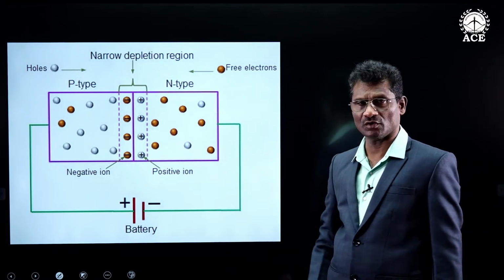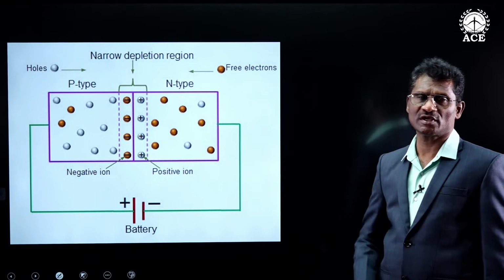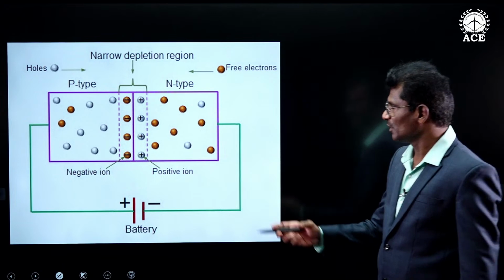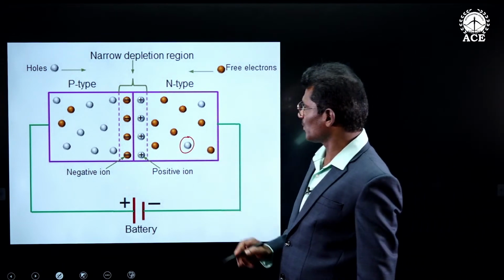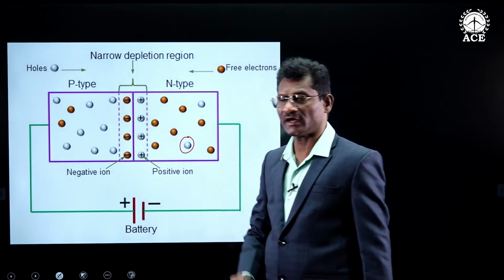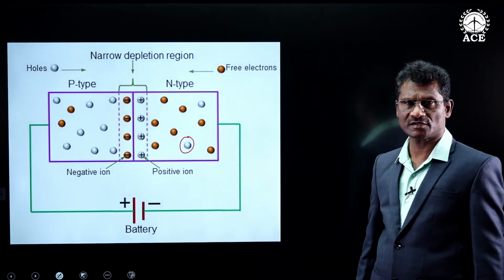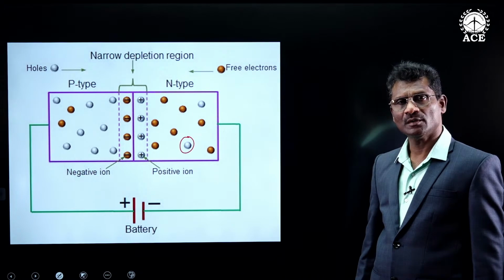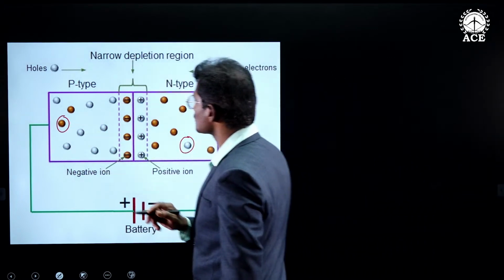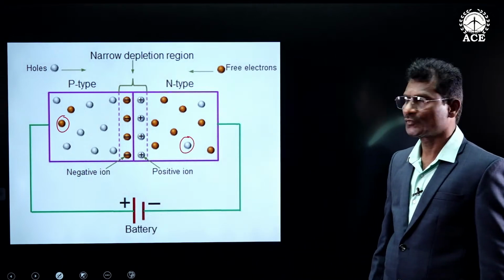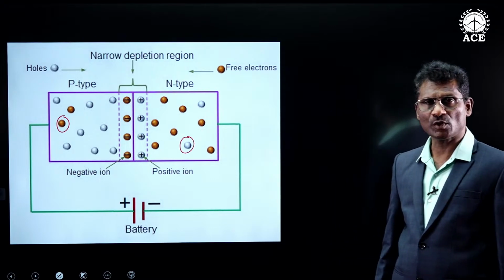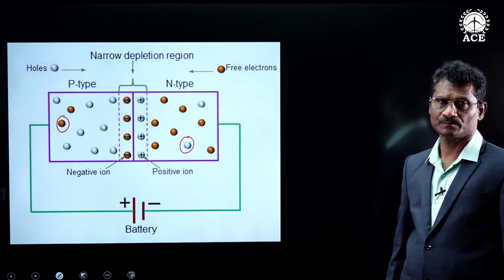In the N side of the diode, electrons are majority carriers and holes are minority carriers, and hence we see fewer holes existing. In the P side, holes are majority carriers and electrons are minority carriers, and hence we see few electrons existing. As long as electrons and holes exist, support of current is possible.